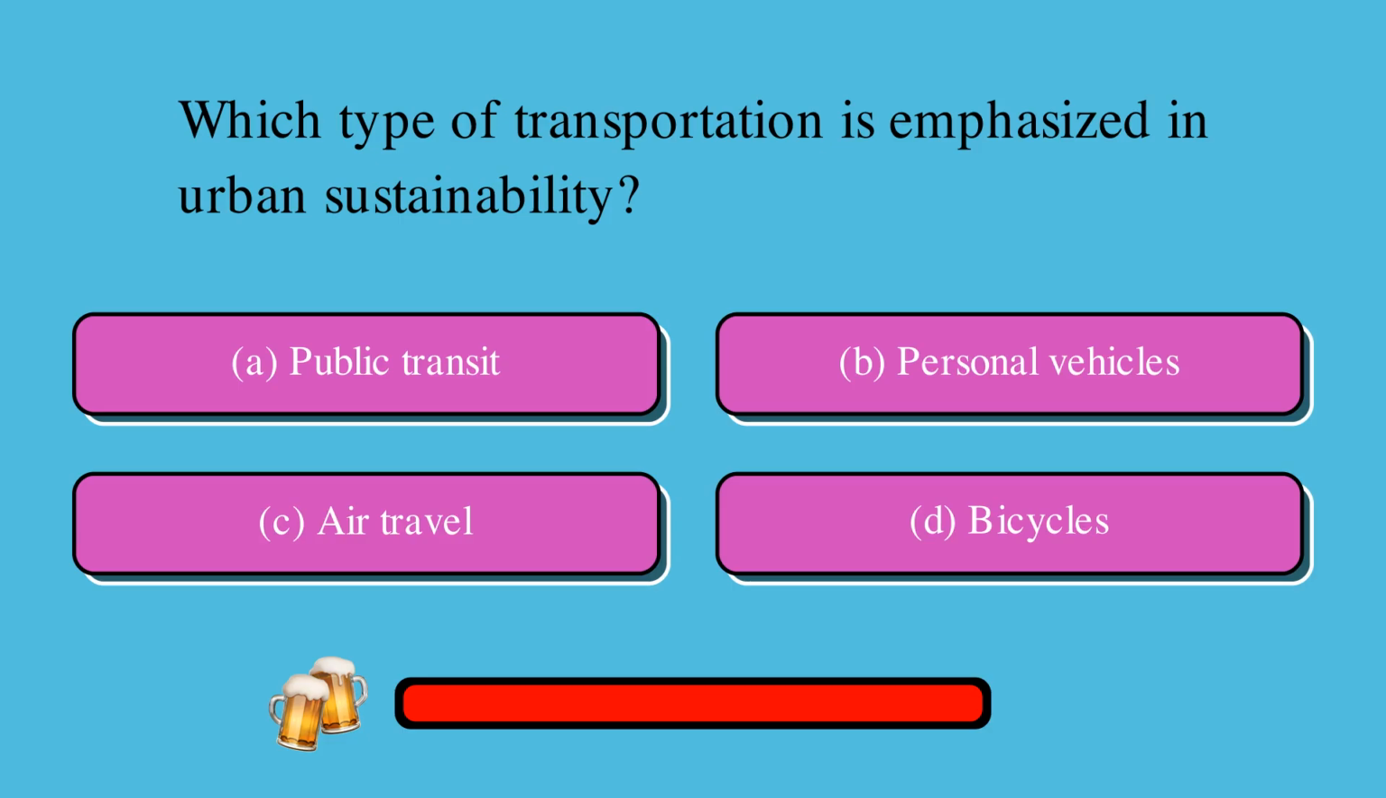Which type of transportation is emphasized in urban sustainability? Is it A, public transit, B, personal vehicles, C, air travel, or D, bicycles? The correct answer is A, public transit.